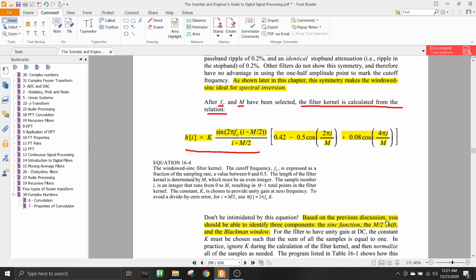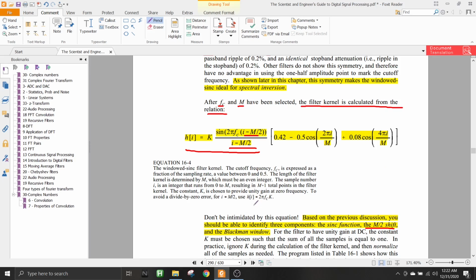Based on the previous discussion, all the things that we just discussed, you should be able to identify three components from this: the sinc function, the m/2 shift, and the Blackman window. If you look closely, you'll see that this equation is actually the sinc function, sine 2 pi fc i by pi i. But one thing you will notice is that the m/2 shift actually comes here in this format, i minus m/2.